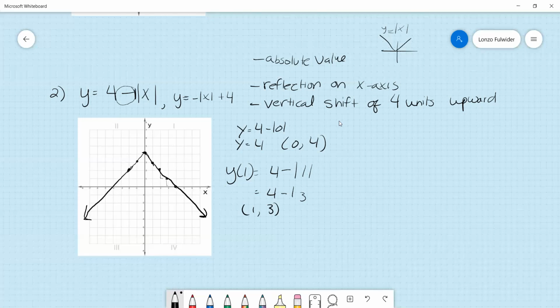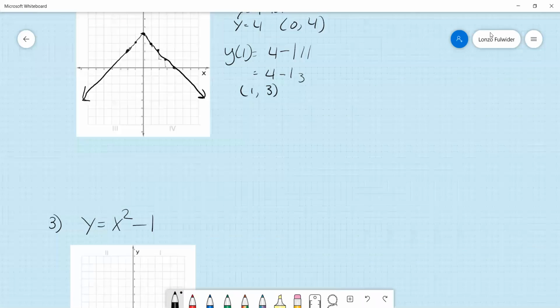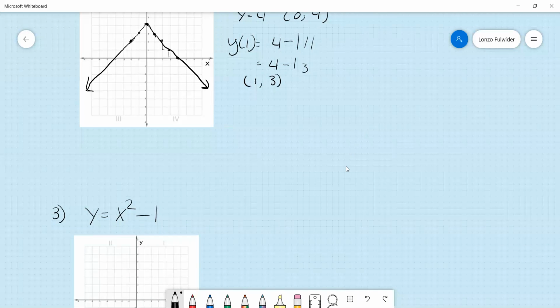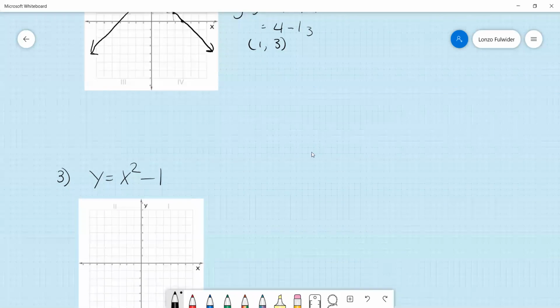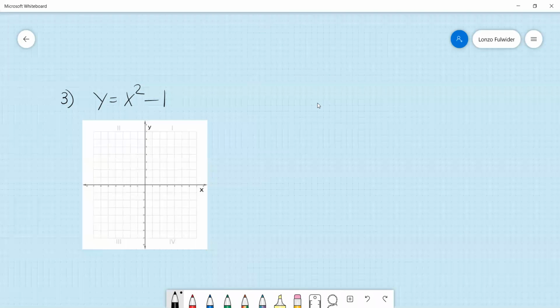So that was question 2. Let's move on to question 3. So we have y equals x squared minus 1. We've got to find any x-intercepts and any kind of symmetry. So this x squared, I automatically think this becomes a parabola.